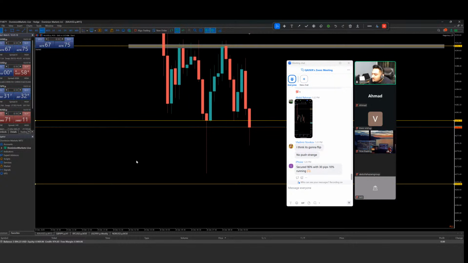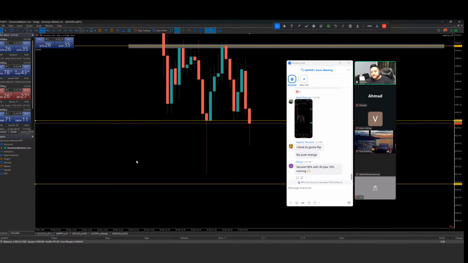If I'm going to do the same thing every day and wait for my structure to be formed, I only execute with the higher probability setup. Higher probability means I have some structure with me, which if I attempt 10 times, 6 to 7 times is working for me, and 3 to 4 times if it's giving me losses, I'm managing the risk there. So at the end of the week, at the end of the month, I have a high probability of closing in profits. Secure 90% with 30 pips, 10% running.